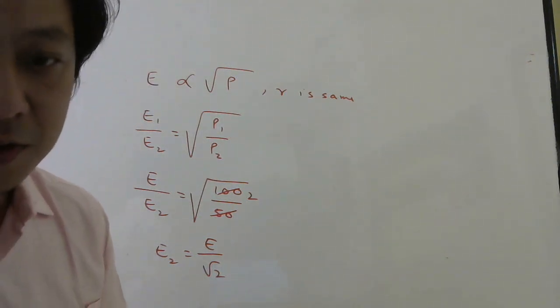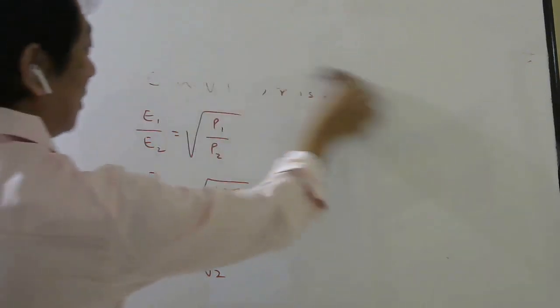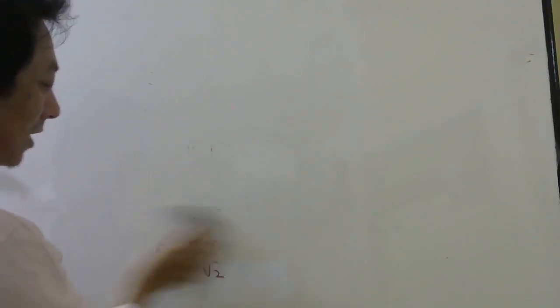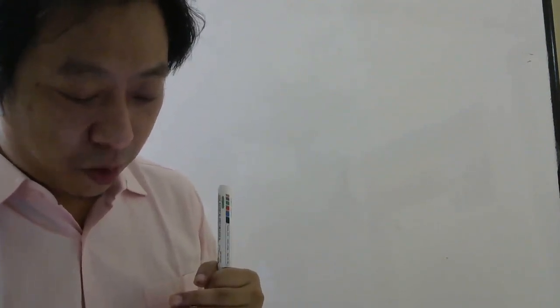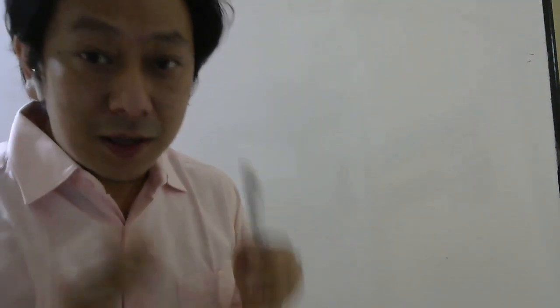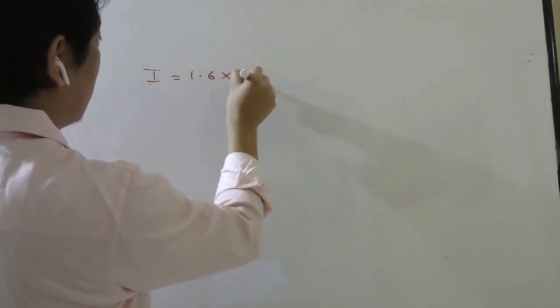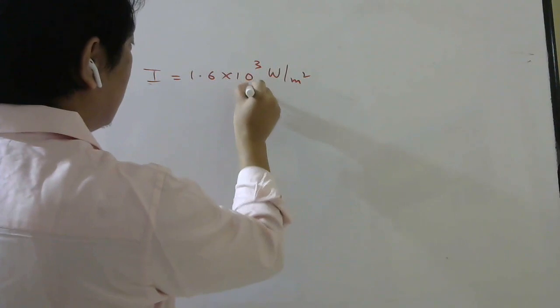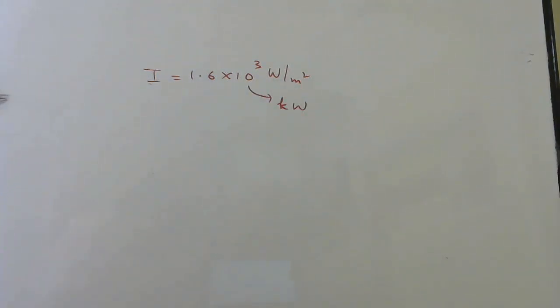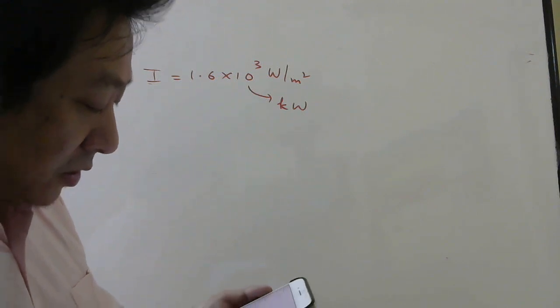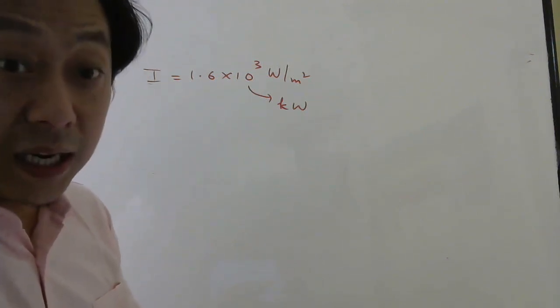If you notice, till now we have not calculated the magnetic field part, only the electric field part. But in exam they can ask magnetic field also, be careful. So let us see what is the next one. The rate of energy flow of sunlight associated with Earth is 1.6 kilowatt per meter square. From the unit, you know it is intensity. 1.6 kilowatt, so 10 power 3 watt per meter square. That is the intensity of sunlight reaching Earth. They are asking the maximum value of magnetic field.